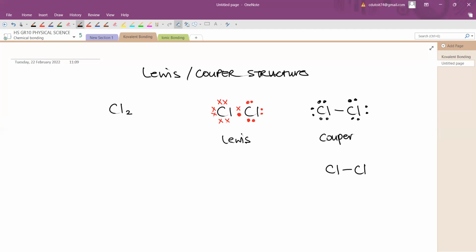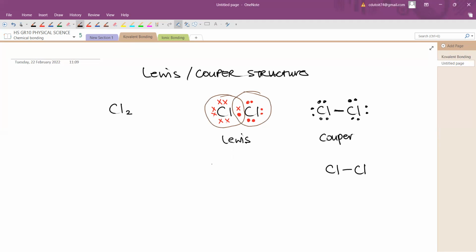And you see that the line between the chlorine atoms represents the bond that has occurred because of the sharing of those 2 electrons. So for an atom to be stable, it has to be surrounded by 8 electrons. Look at this chlorine, it's surrounded by 8 electrons. Also, the other chlorine is surrounded by 8 electrons. So this is a covalent bond, okay? Why? Because electrons are shared between the 2 atoms.